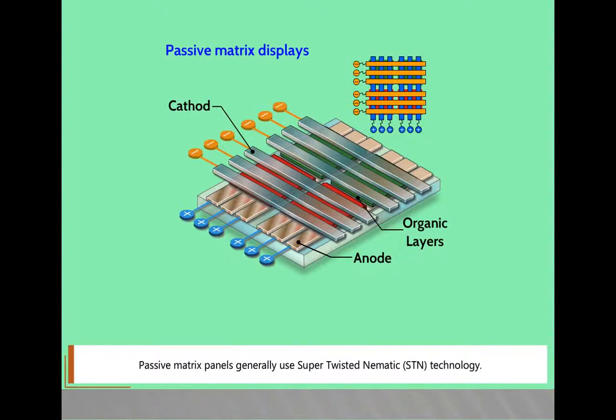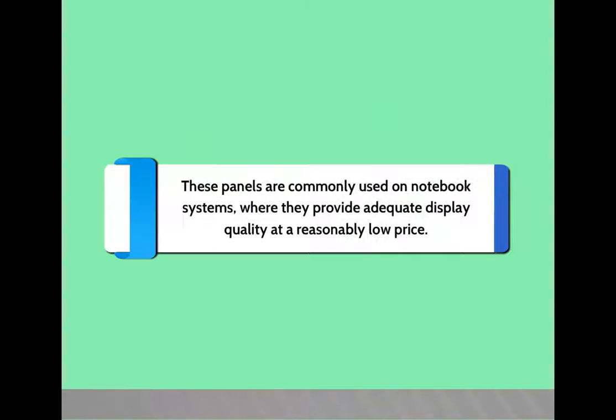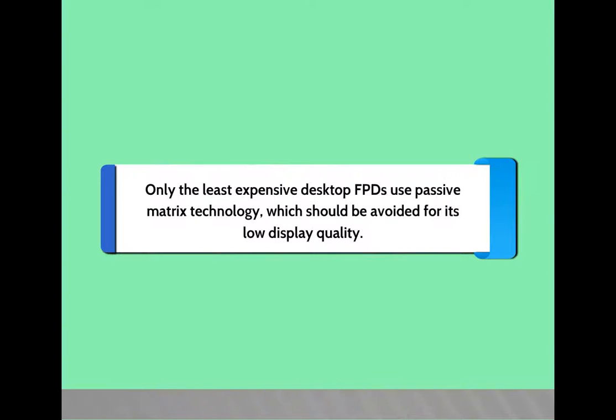Passive matrix panels generally use super twisted nematic, that is STN technology. These panels are commonly used on notebook systems where they provide adequate display quality at a reasonably low price. Only the least expensive desktop FPDs use passive matrix technology, which should be avoided for its low display quality.